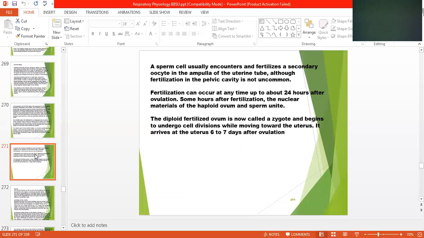Fertilization can occur at any time up to about 24 hours after ovulation. It means that after release from the ovary, the ovum comes through the fimbriae into the ampulla and then to the uterus, and it can be fertilized within 24 hours. Some hours after fertilization, the nuclear material of the haploid ovum and sperm unite. So there is a unification of the sperm and ovum. We call it a zygote.